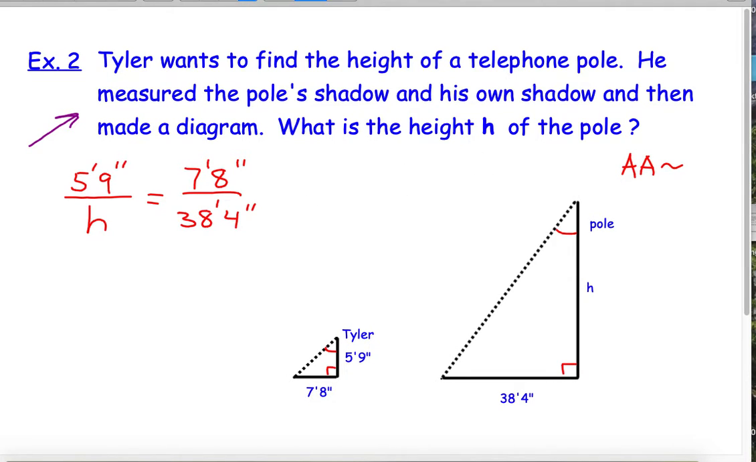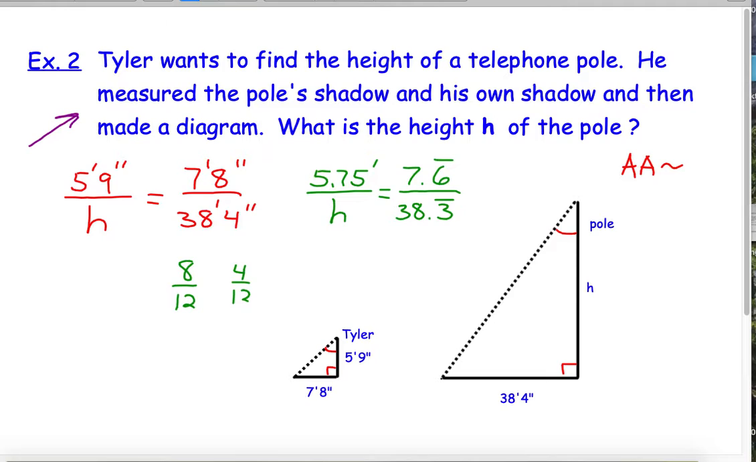All right, so let's do that conversion for each of these, and we'll have everything in terms of feet. So we have 5.75 feet over h equals 7 feet 8 inches, so what's 8 divided by 12? Well, that's 2/3. That's actually 0.6 repeating. And so now here we run into a little bit of a problem, because if we round our answer, then we may be off a little bit in our final answer. So I'm just going to leave it at 7.6 repeating for now. And then 38 feet 4 inches, well, that's going to be 38 point, and 4 inches, 4/12 is 1/3. That's 0.3 repeating.